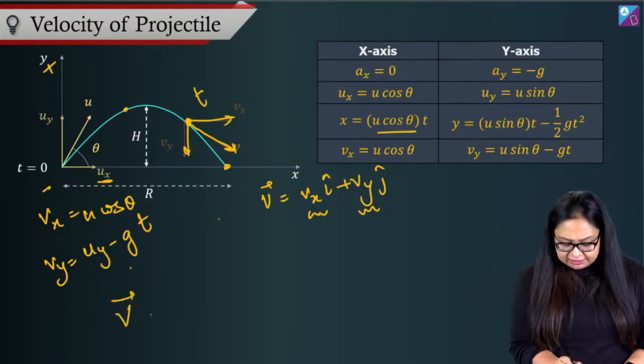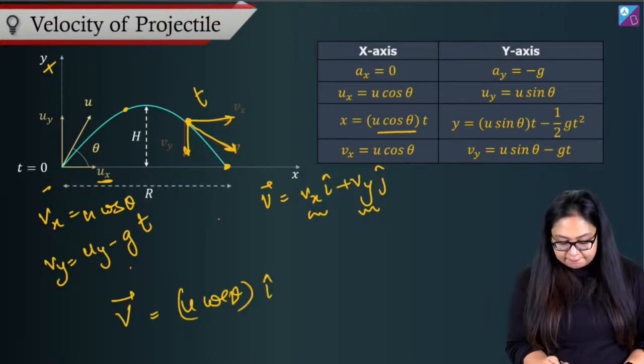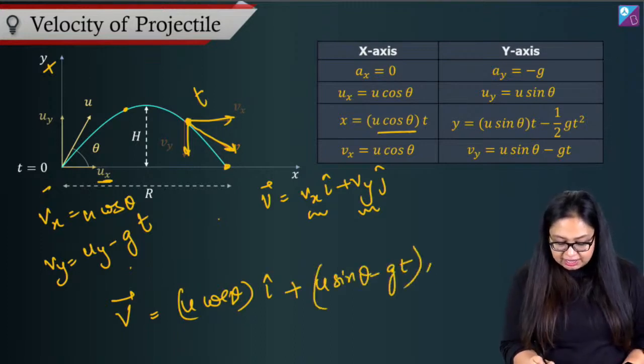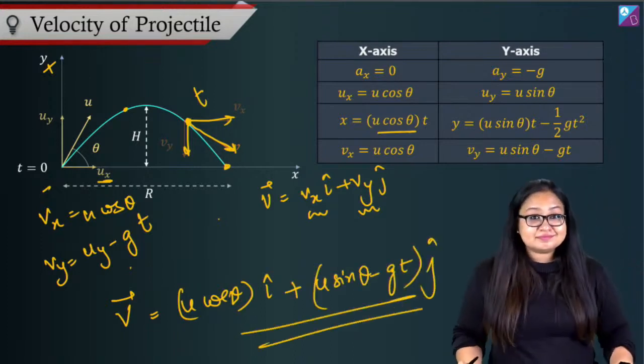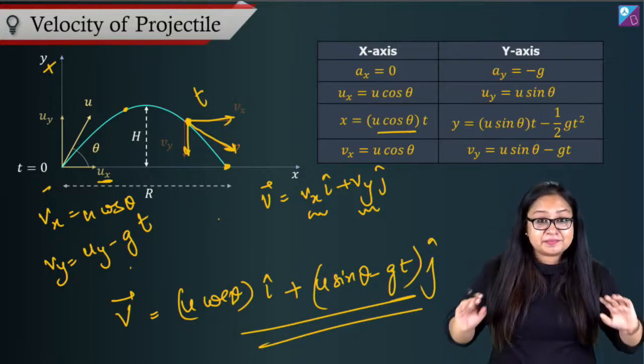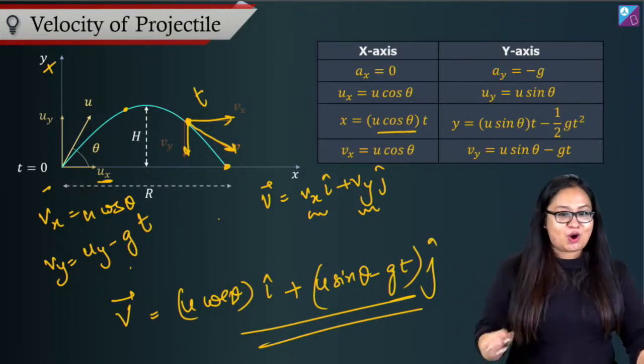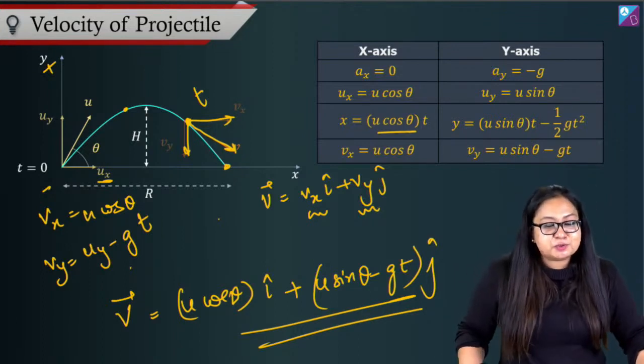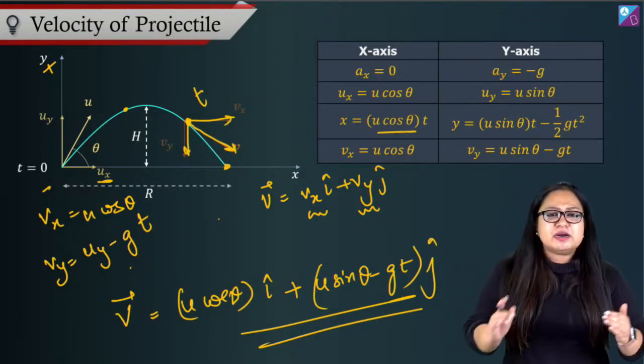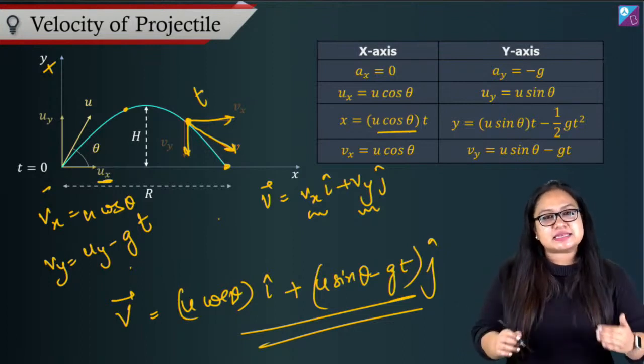Okay. So now that we have vy equal to uy minus gt, I can just substitute here and say that the velocity vector is equal to u cos theta i cap plus (u sine theta minus gt) j cap. Is it fine? All right. Now I can see that Hassan, Khushbu, you guys are good. Anybody who has any doubt whatsoever, keep asking in the chat window.